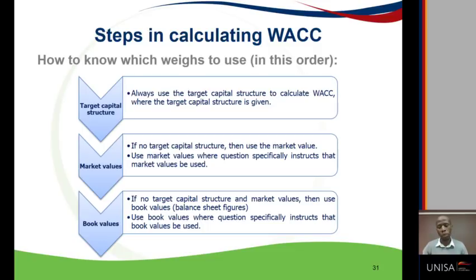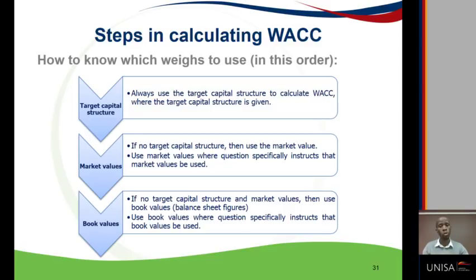So the way we're going to calculate WACC, firstly, we look at the target capital structure. If a question has a target capital structure, we must use the target capital structure to calculate our WACC. So we might say 40/60, and that's what we're going to use. Then the second one is, if we do not have a target capital structure, the question is silent on target capital structure, or we're specifically told to use the market values, then we will use market values.